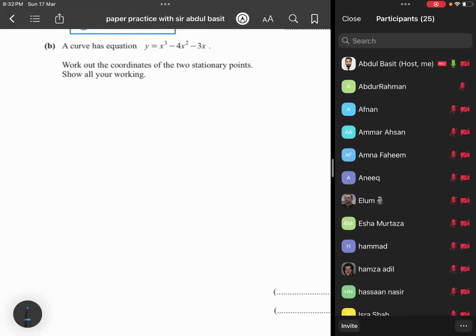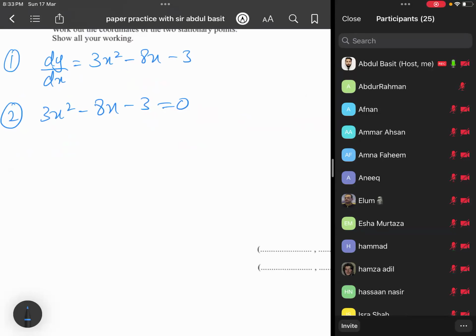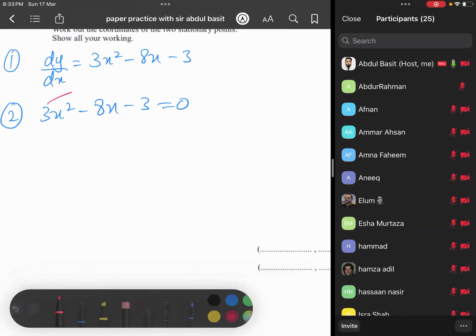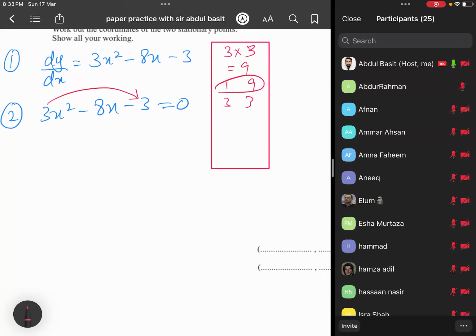A curve has this equation. Work out the stationary point. So the first step is take dy by dx. We have dy by dx already in part A: 3x square minus 8x minus 3. Second step is put the derivative equal to 0. Equals 0. Now let's try the question. 3 threes are 9. So factors of 9 are 1 9 and 3 3. I can use 1 and 9. So 3x square minus 1x minus 9x minus 3 is equals to 0.